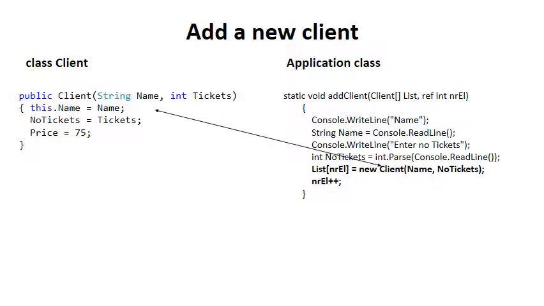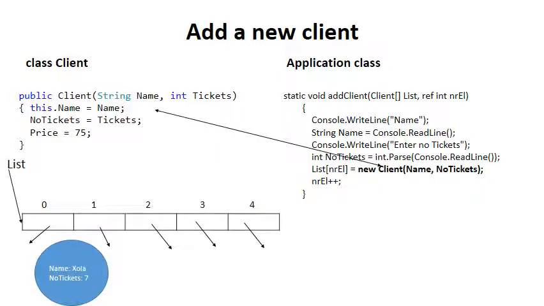Now the last 2 lines of add client. Let's look at list number of elements is assigned to new client. We first need to evaluate what's happening on the right hand side, which is new client, name, number of tickets. Clearly this calls the constructor, but in your mind you must imagine I'm creating a new object which has the name and the number of tickets for that object. Once that is done, I link the pointer of list number of elements to this object.